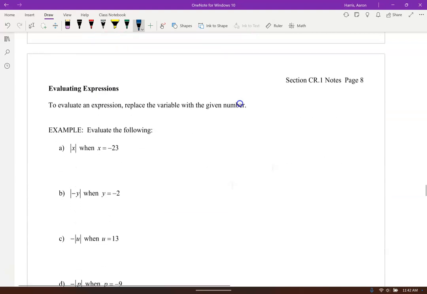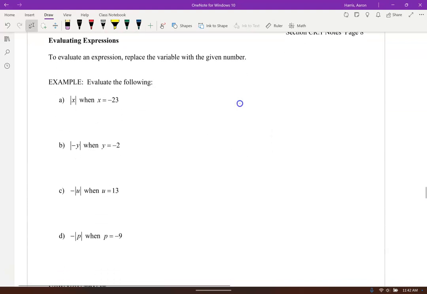And let's finally evaluate some expressions now. So when we're evaluating, we're going to go ahead and replace the variable with a given number. So if x is negative 23, and we're taking the absolute value of x, so we're taking the absolute value of what is x? Negative 23. And we say, well, what's the absolute value of negative 23? What's its distance from 0?